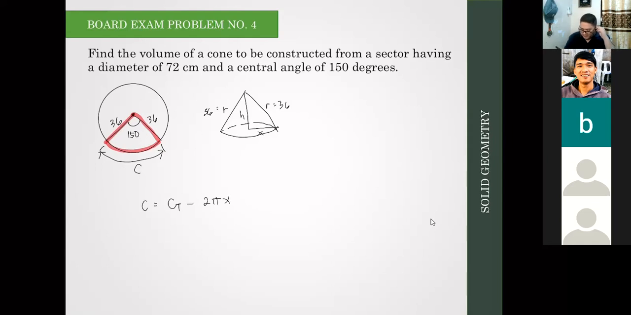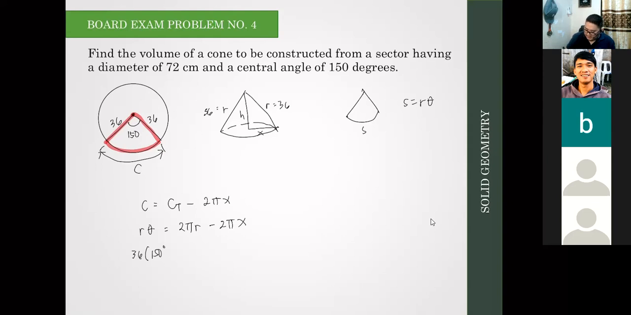Okay? So yung sa C, sa sector natin, may formula tayo for sector na length niya na S. S is equals to R theta. Okay? So kung whatever yung value niya, so R theta is equals dun sa total circumference natin, which is 2 pi R ng circle, minus 2 pi x natin. Okay? So, substitute natin yung values. We have 36 times 150.